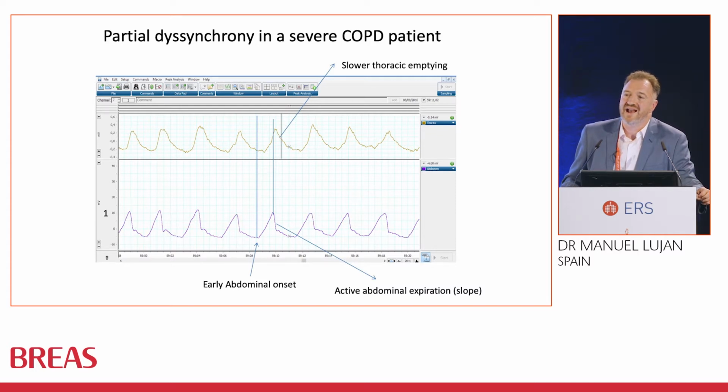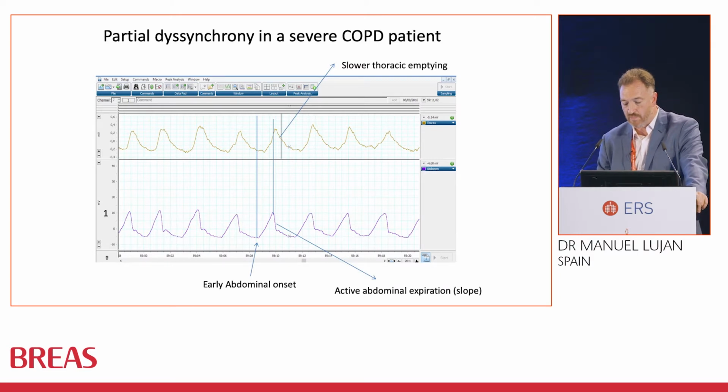And we can acquire a lot of information from this tracing, even without the information of the ventilator, even without the pressure and flow waveform. Look at this. There's an early abdominal onset. The abdomen signal starts clearly before the thorax. And there is an active abdominal expiration. Look at the slope. There is really a deeper slope than the inspiratory part of the waveform. And there is a slower thoracic emptying in the thorax belt. And I'm sure that if you put the stethoscope here, the patient is surely wheezing.